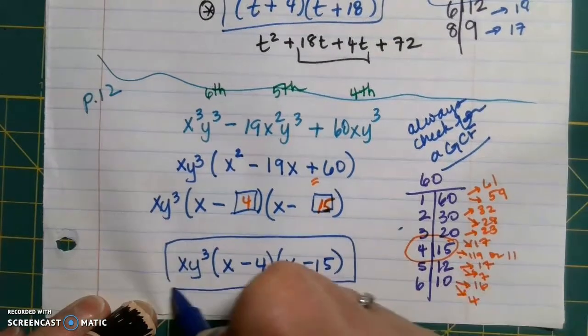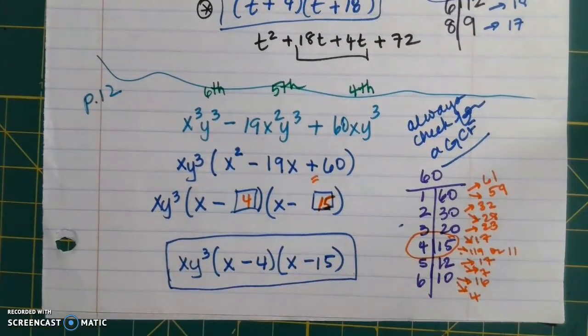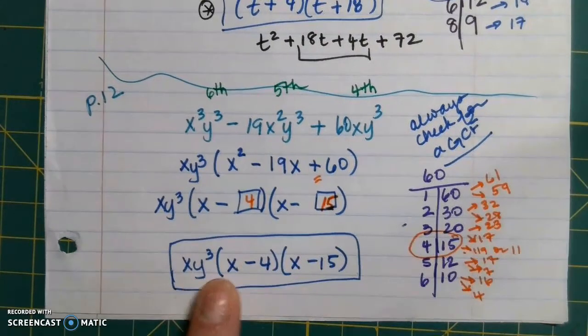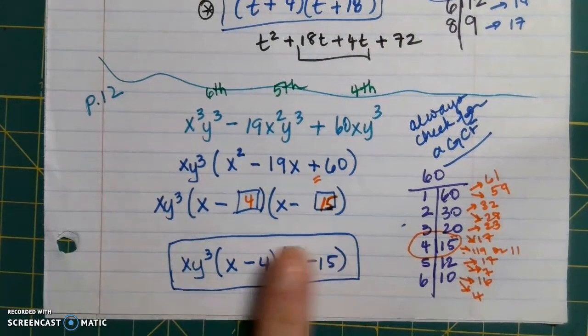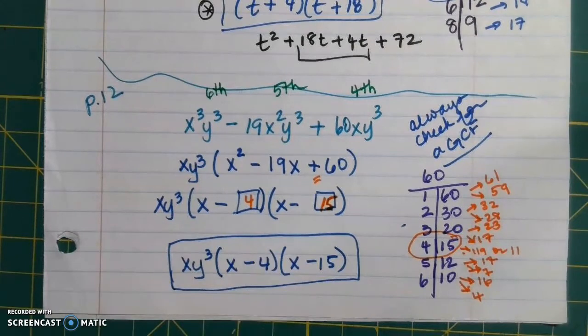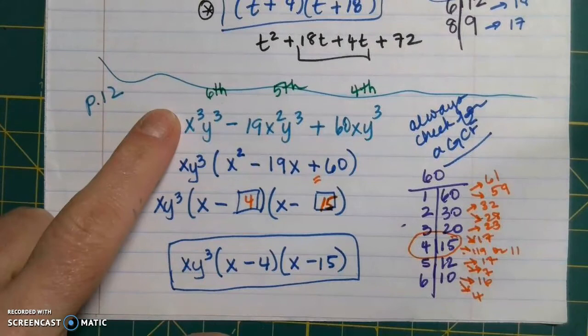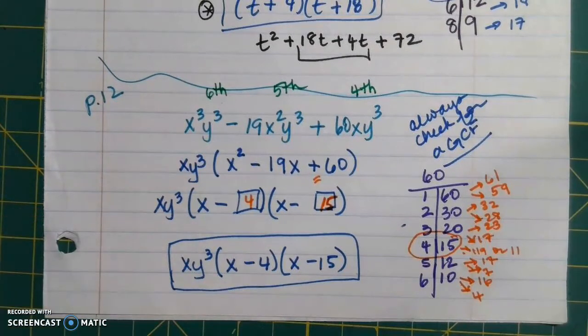You can change the order of these. Generally, though, we are always going to put any monomial factors out front and then the binomial factors. But these two binomial factors could be interchanged. And if you multiply all that stuff back through, you should get back to that x cubed y cubed trinomial that we started with. Okay.